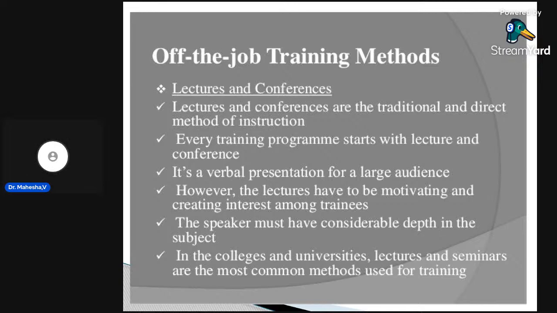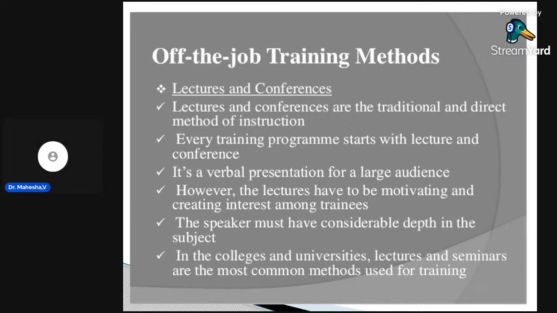Lectures and conferences are the traditional and direct method of instruction. Every training program starts with lectures and conferences. If it is more theory based, more conceptual, it starts from the lecture. It is a verbal presentation for a large audience. A large audience is seated in the hall, and an expert keeps on narrating or explaining.